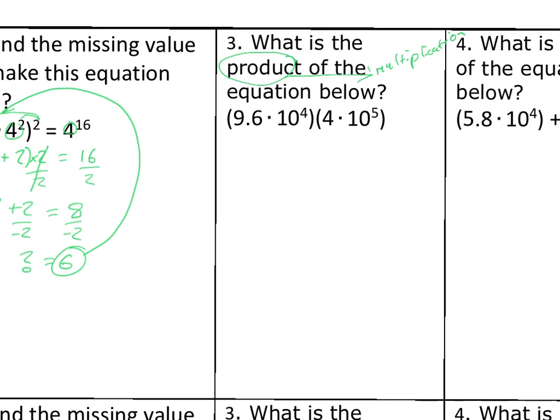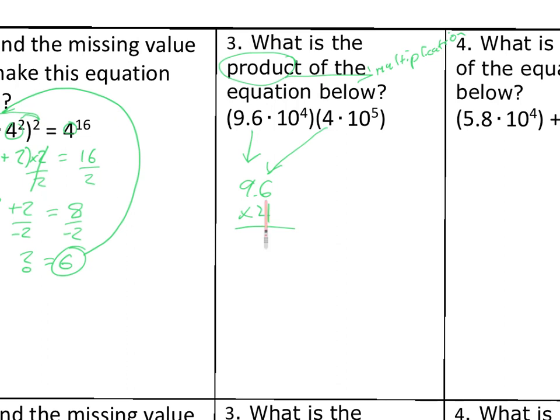Okay, so thinking about Monday and Tuesday. In your mind, what is the very first step to finding the product of the equation below? What would you do? And yeah, that's right. You knew. You're going to multiply the 4 and the 9.6 together. So we got 9.6 times 4. Not bad, not bad.